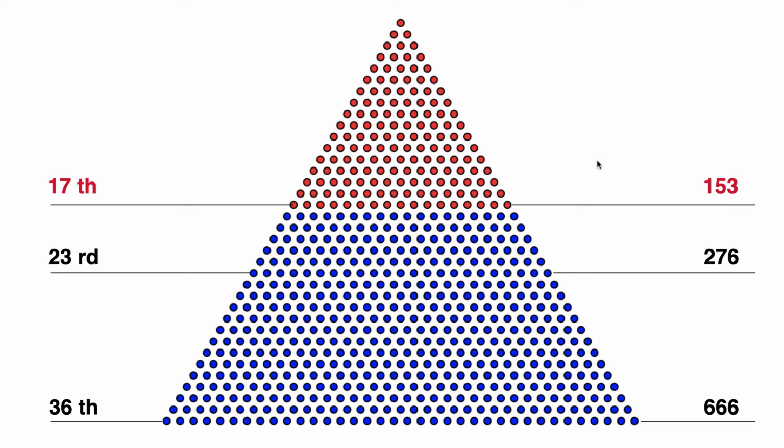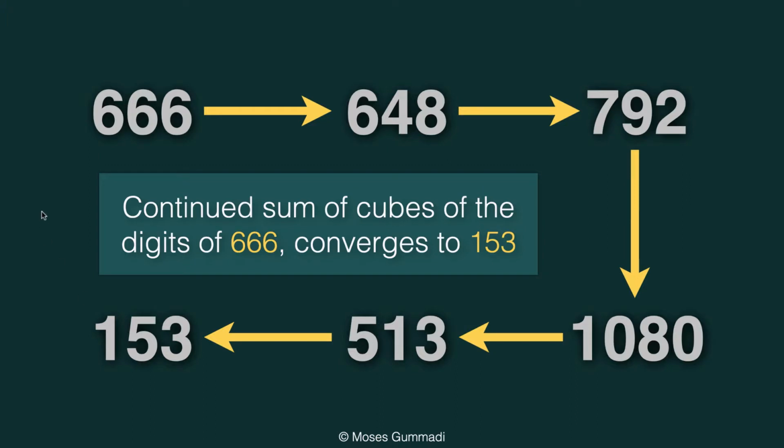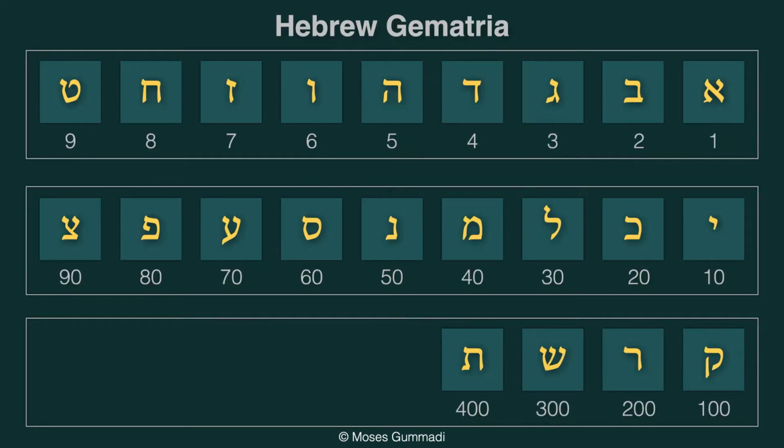Another relationship between the two numbers is already told. These are all related by being a part of the triangular numbers. So 153 is related to 666 as a part of the triangular series. This is the 17th and this is the 36th number. Okay. Now 666 also, with the continued sum of cubes that I explained earlier, converges to 153, obviously because of its property of being divisible by number 3.